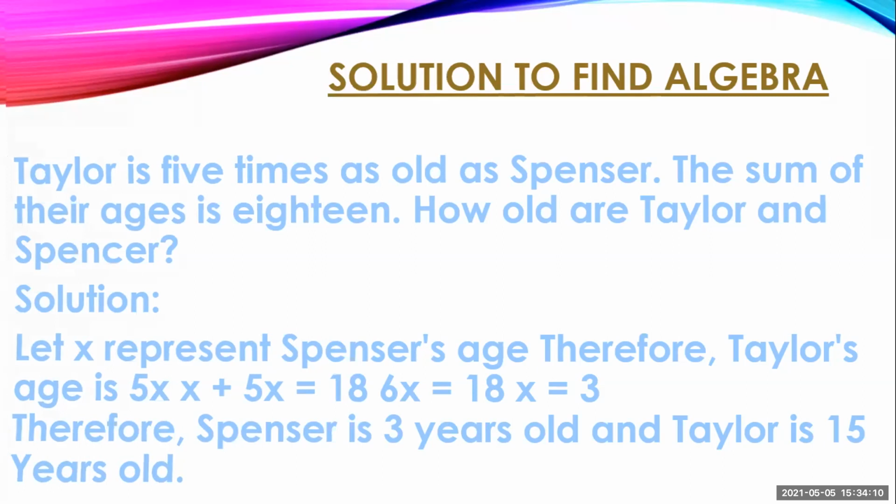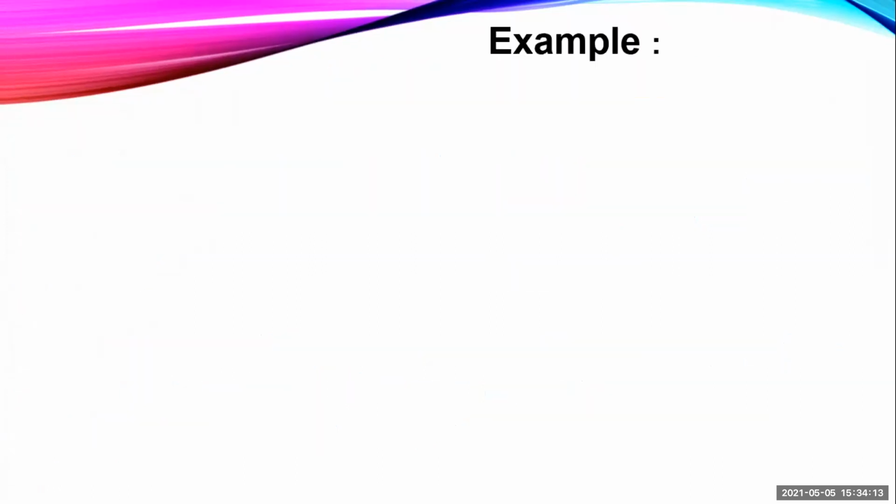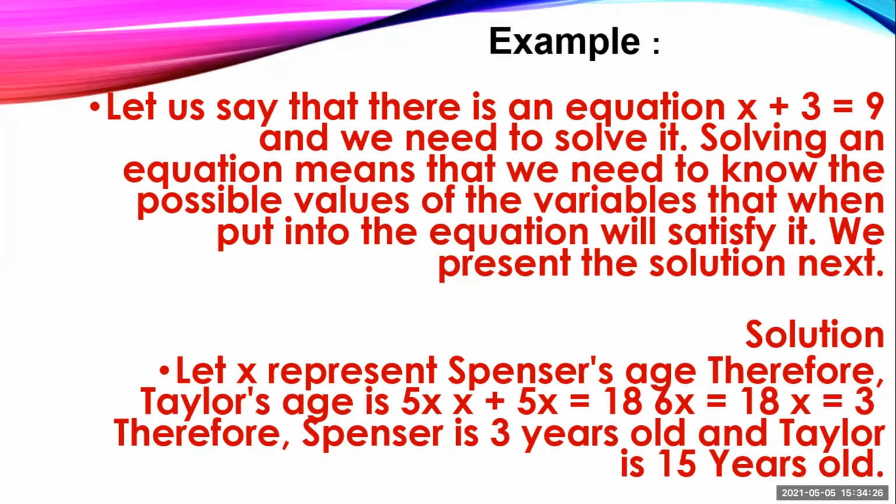Now I'm going to give you another example. It is an equation, x plus 3 is equal to 9, and we need to solve it. Solving an equation means that we need to know the possible values of the variable that, when put into the equation, make it true. Solution. Let x represent Spencer's age. Therefore, Taylor's age is 5x. x plus 5x is equal to 18. 6x is equal to 18. x is equal to 3. Therefore, Spencer is 3 years old and Taylor is 15 years old.